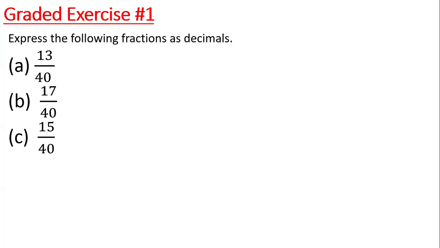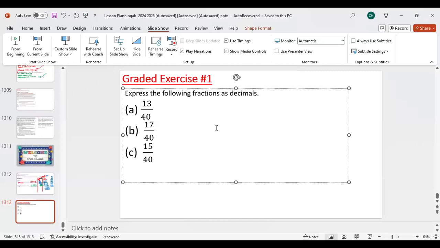13 over 40, 17 over 40, 15 over 40. Express these fractions as decimals.